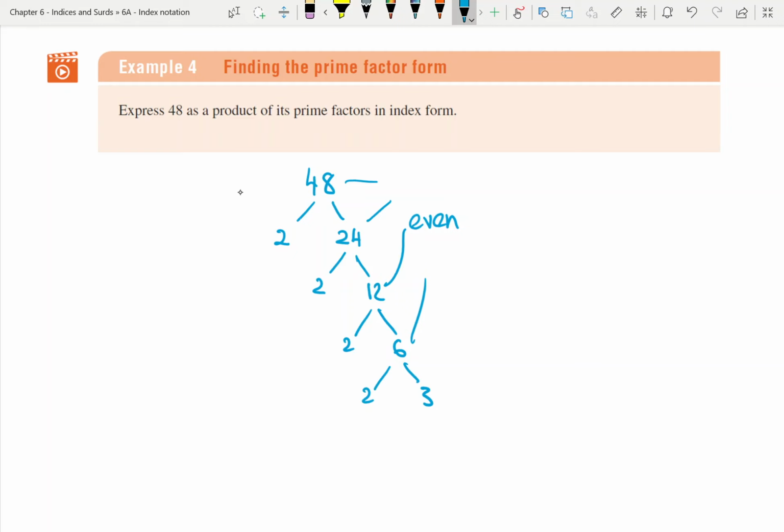So 2 is prime and 3 is prime. So our index form is going to be 2 to the power of 4 because I've got 4 2's, times 3 to the power of 1.